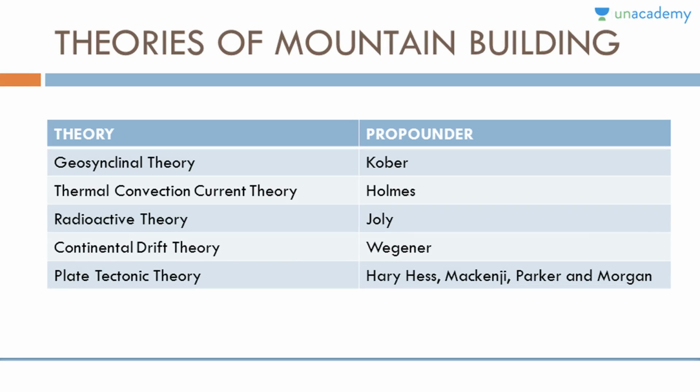Various theories have been put forward to explain the process of mountain building, and the prominent among them are geosynclinal theory, which was put forward by Kober, thermal convectional current theory put forward by Holmes, radioactive theory by Joly, continental drift theory by Wegener, which we studied in the previous lesson, and the plate tectonic theory that was given by a bunch of geographers, Harry Hess, Mackenzie, Parker and Morgan.